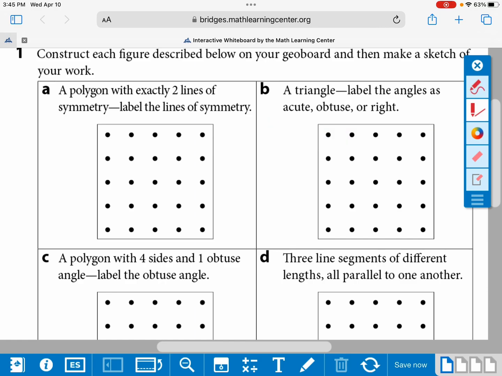So I'm first going to go ahead and make my lines of symmetry, and then from the jump, I'm going to label those LOS, lines of symmetry, just so I don't forget to do that at the end. There are 2 shapes you could draw right here. I'll draw the first in blue and the second in purple.